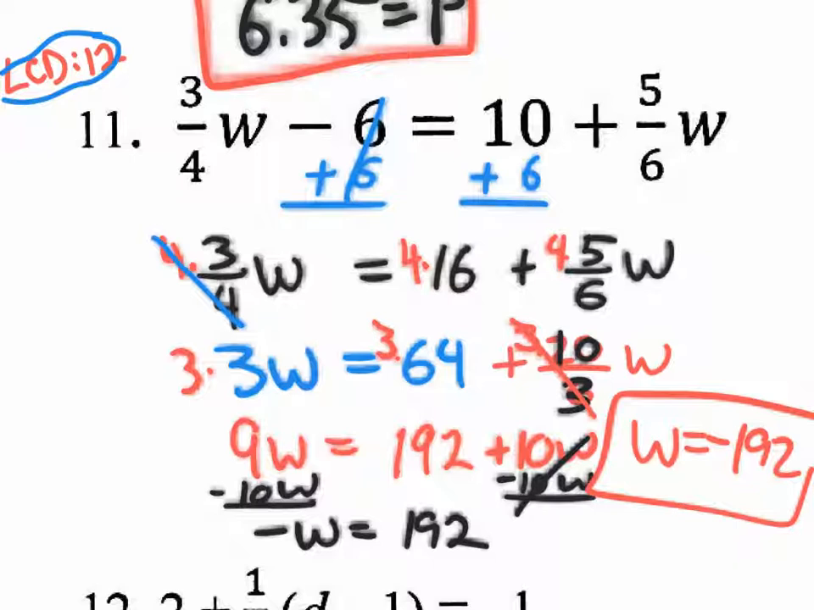I prefer the first way, where you think of the LCD. But if you like to get rid of one fraction at a time, you can do that. I would do the LCD. Multiply everything by 12. It gets rid of all fractions at once.